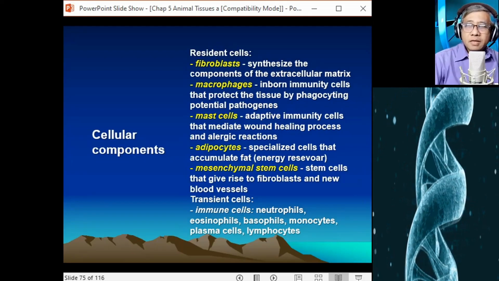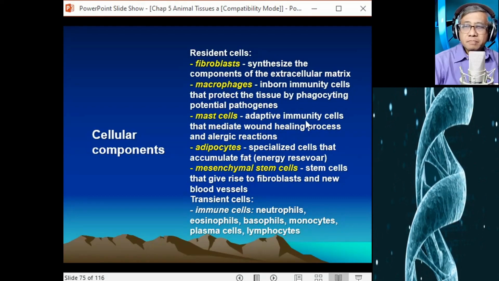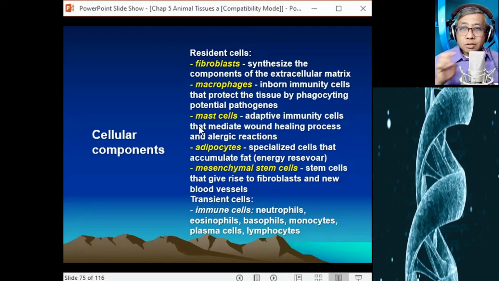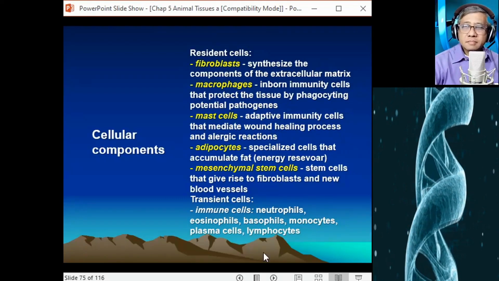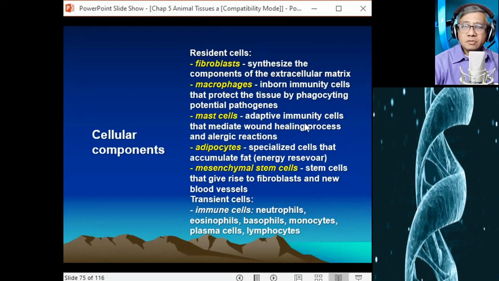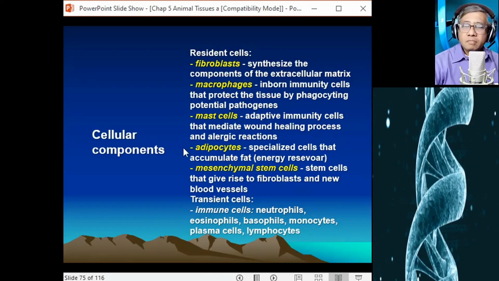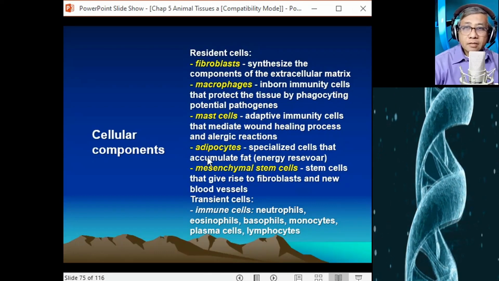Alright, then we have mast cells. Mast cells, these are adaptive immunity cells that mediate the wound healing process and allergic reactions. So again, they play an important role in immunity. Alright, then we have adipocytes. Again, these are cells that store fat.